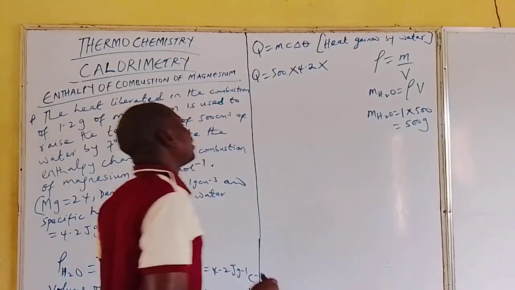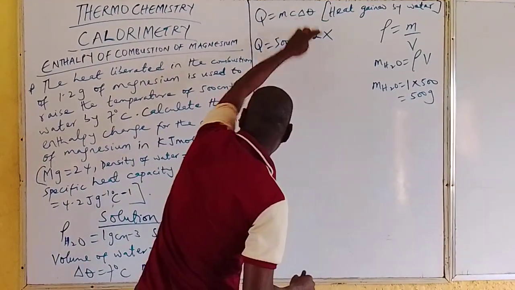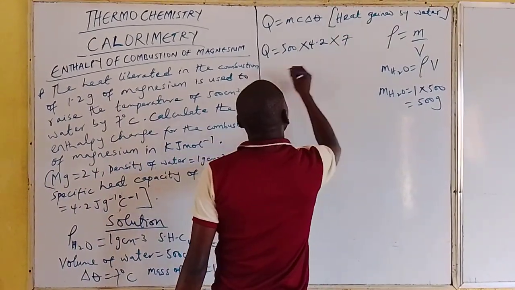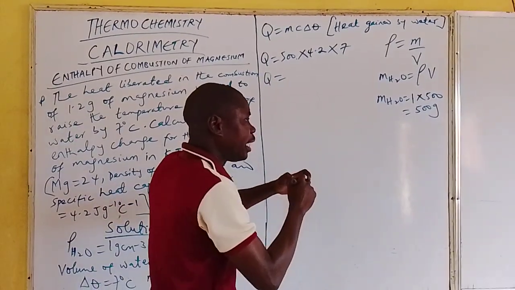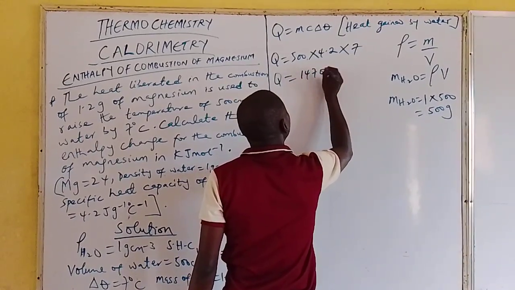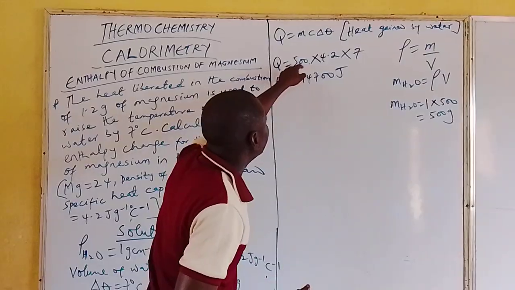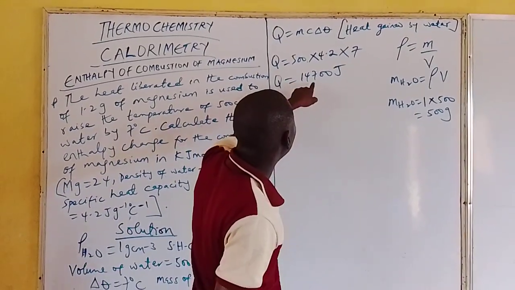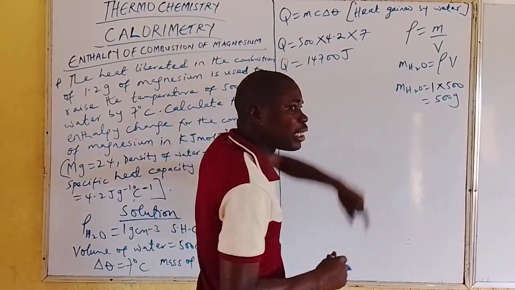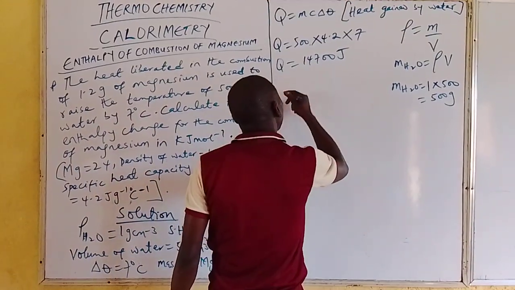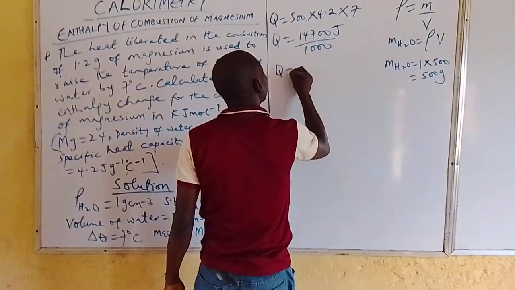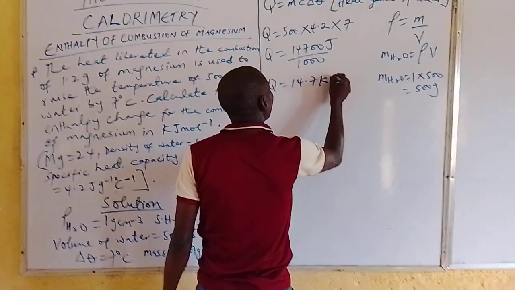Then multiply by the change in temperature, which is 7 degrees Celsius. So Q is equal to 500 times 7. When we compute this, the multiplication should give us 14,700 joules. So the quantity of heat required to burn 1.2 gram of magnesium is 14,700 joules. We need to convert it back to kilojoules. To convert to kilojoules, you divide by 1,000. So Q is equal to 14.7 kilojoules.